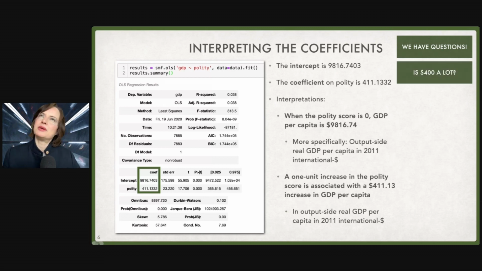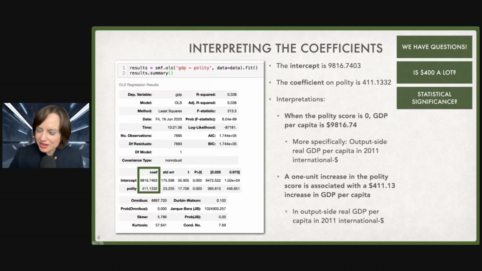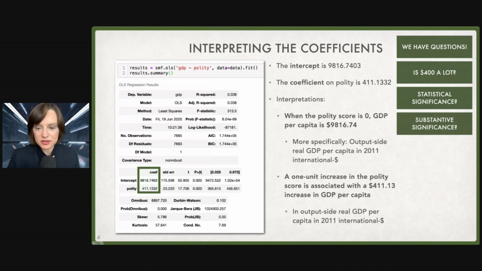Is it worth it? If I want to increase GDP per capita by 400, I mean, it is a lot of money, but is it at the level that a government would care? Statistical significance. Oh, I've been really avoiding this term for a long time in this series because I have some problems with the term statistical significance, but we might want to know, is it statistically significant? More on that in just a moment.